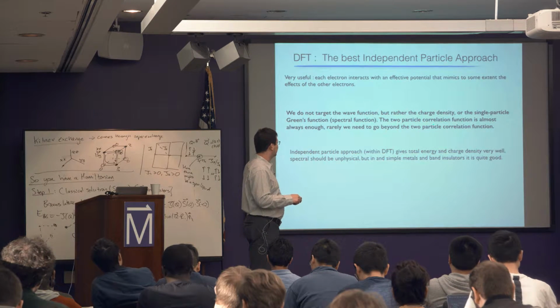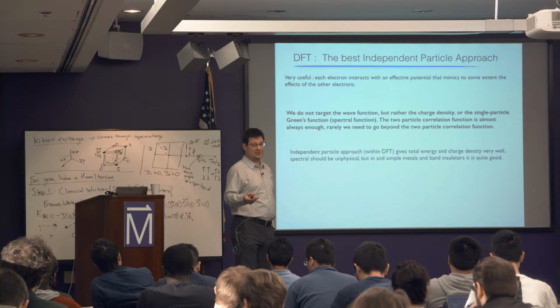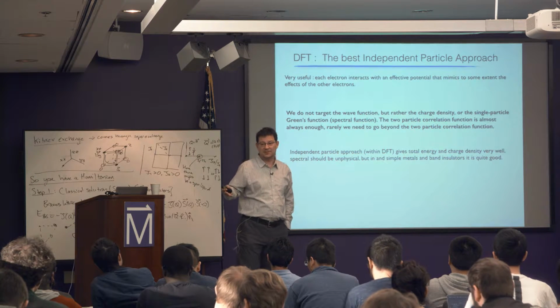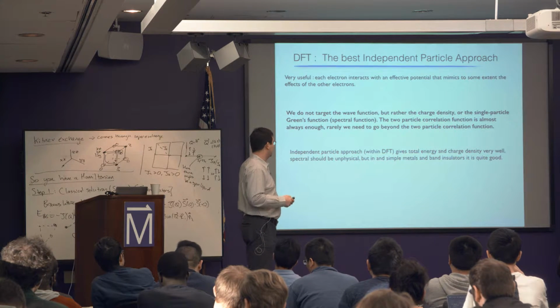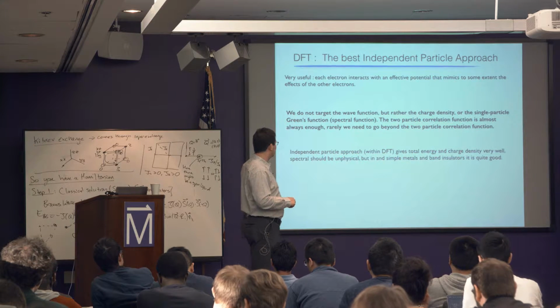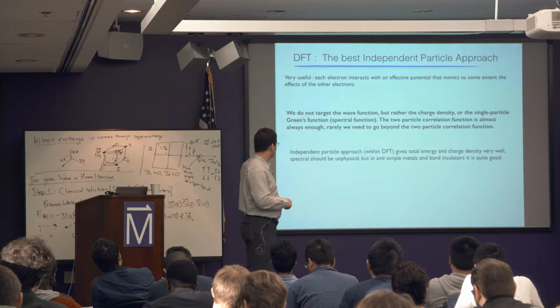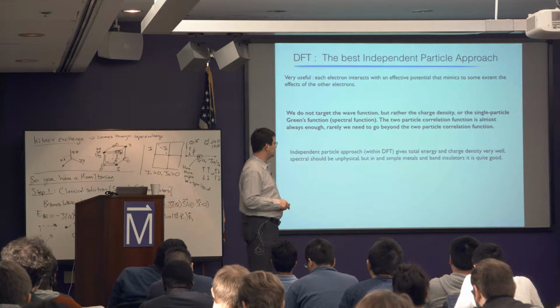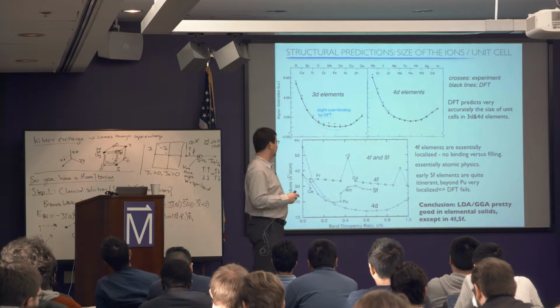The two-particle correlation function is almost always enough. Rarely do we need to go beyond it. If you want to calculate neutron scattering, that's a two-particle correlation function, isn't it? While ARPES is a single-particle correlation function. An independent particle approach within DFT gives total energy and charge density very well. Spectra should be unphysical, but in simple metals and band insulators, it's very, very good.